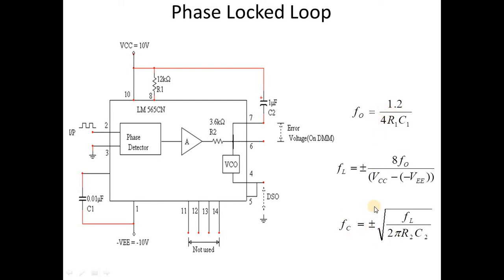Now capture range. This capture range is the range of frequencies over which PLL acquires the phase lock. Now the lock range is the range of frequencies over which the PLL follows the changes in the input frequencies. I repeat, the lock range is the range of frequencies over which the PLL follows the changes in the input frequency.